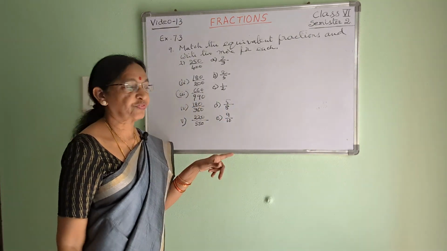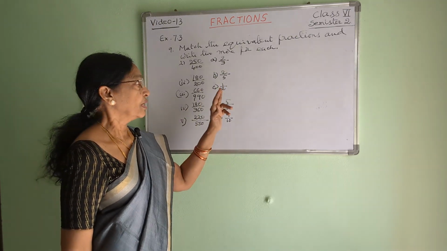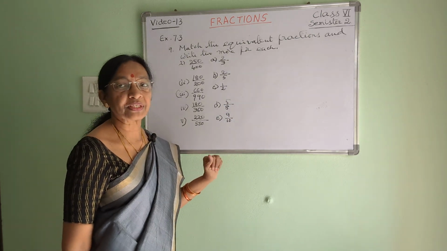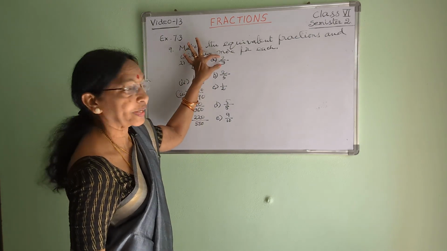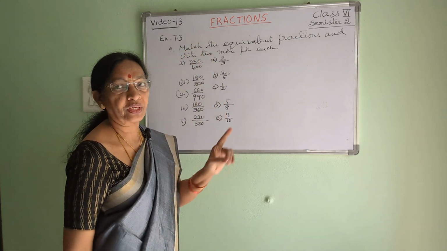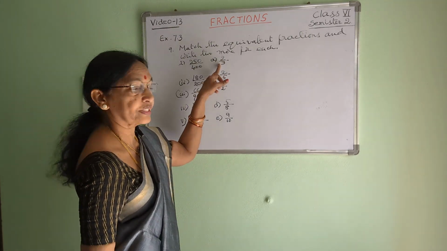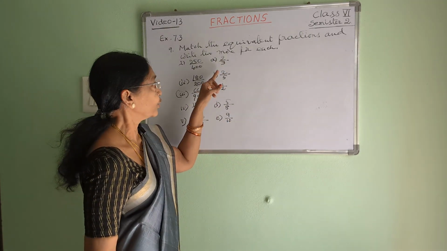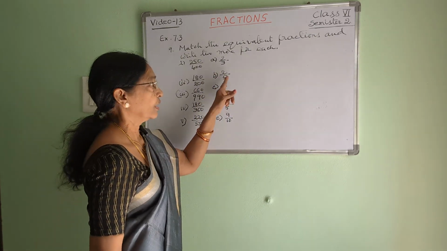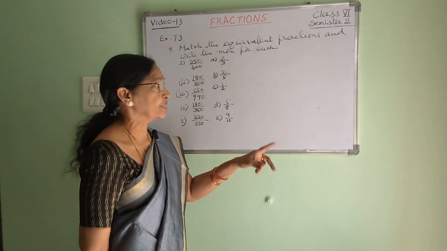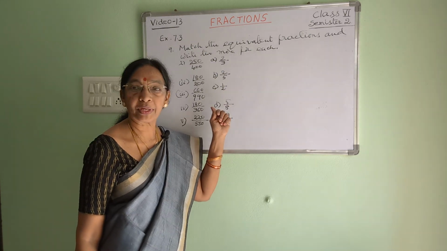If we observe all these fractions, the fractions on the right side are all in their simplest form. See, 2 by 3. They have only 1 as common factor. No other common factor is there. Therefore, 2 by 3 is in its simplest form. 2 by 5. 2 and 5 also have only 1 as common factor. Therefore, 2 by 5 is the simplest form of a fraction. 1 by 2.